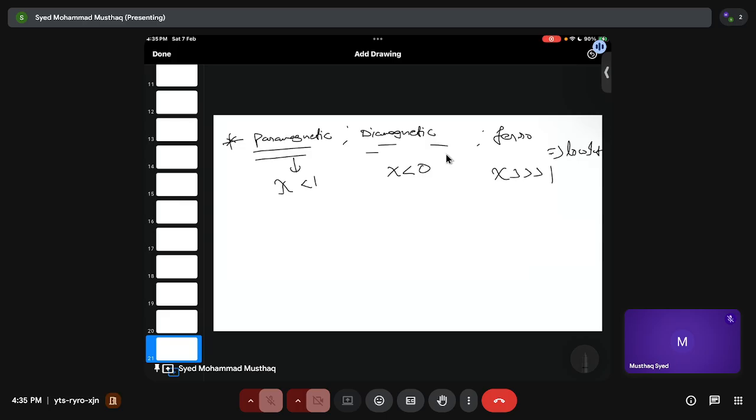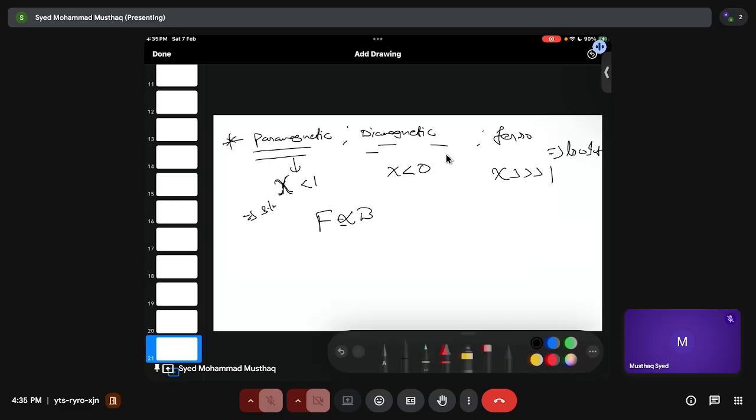Now what about paramagnetic materials? Because of the low susceptibility, they need a strong magnetic field, right? So the force on a magnetic particle depends upon the B, or you can say the flux density that I have been applying, and it also depends upon the del B, or you can call it the gradient of B.